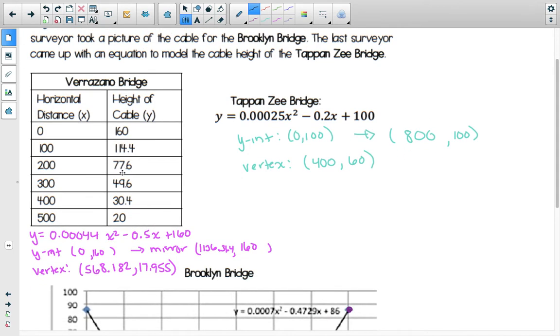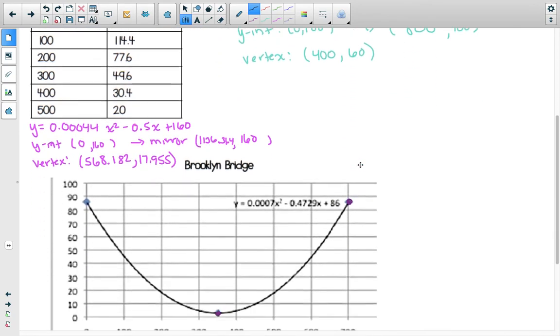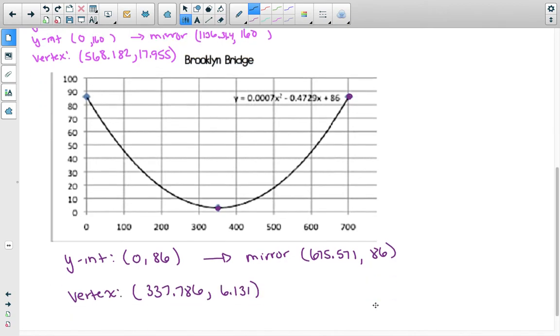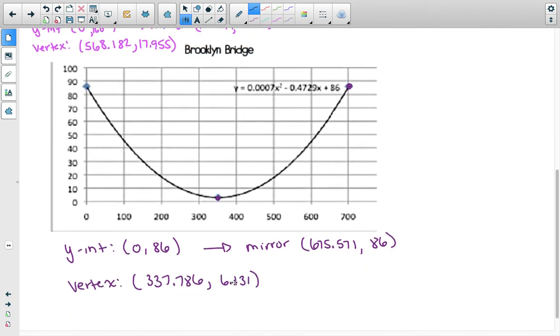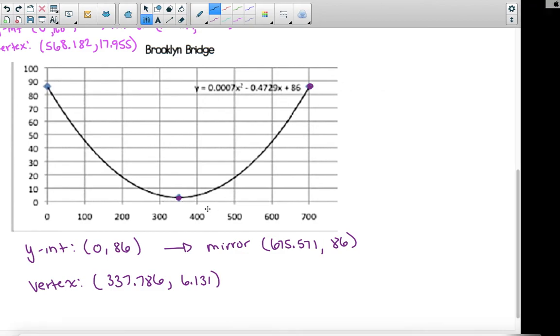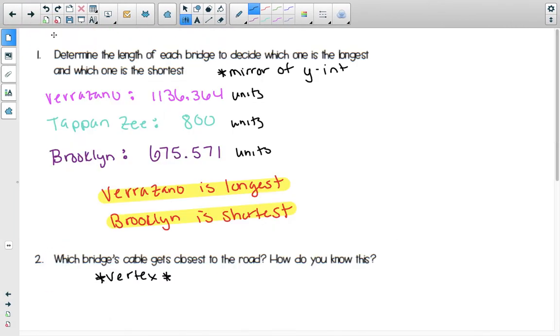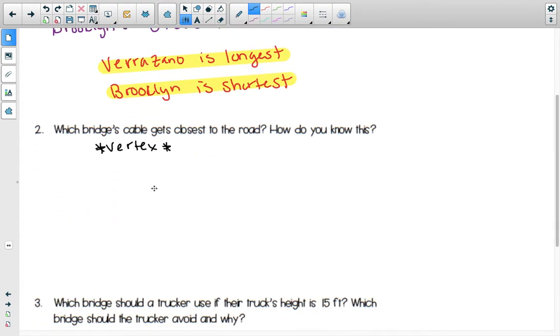So the one with the lowest y value would be the closest to the 0, or to the x-axis. If we look at the vertex, Verrazano Bridge is at almost 18 feet above the ground. Tappan Zee Bridge is 60 feet above the ground, but then Brooklyn Bridge is only 6 feet above the ground. So Brooklyn Bridge is clearly the one that's closest to the ground. So which bridge cable gets closest to the road? It's Brooklyn Bridge.